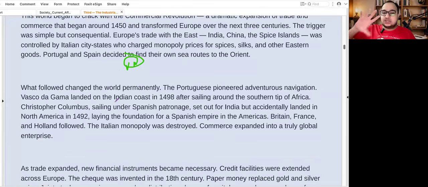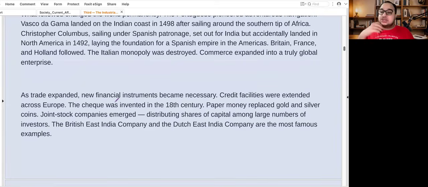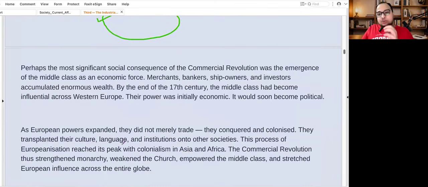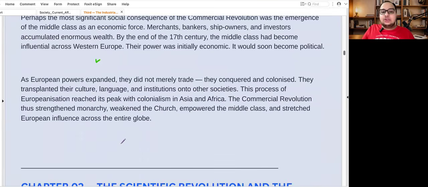Christopher Columbus, on the other hand, reached America, and then the Spanish Empire in America, Britain, France, and Holland followed. Now, as trade expanded, new financial instruments started coming into place, like the check, which was invented in the 18th century. Paper money replaced gold and silver, which were traditionally used for trade. Joint stock companies emerged. So all of this changed the entire landscape. Perhaps the most significant contribution was the rise of the merchant class, bankers, ship owners, and investors. Now land alone was not deciding who is powerful or who has money. Now finance was also deciding it. The merchant class became more and more powerful.